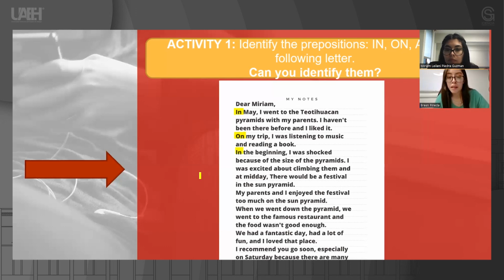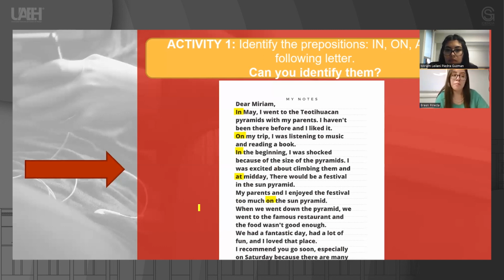Then we have the other preposition on the Sun Pyramid. My parents and I enjoyed the festival too much on the Sun Pyramid. And then here we have another one. This is a moment of day at midday. As you can see, here we have the prepositions of time.